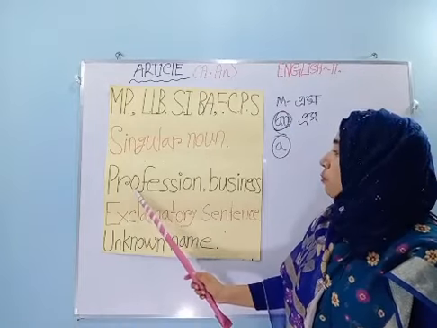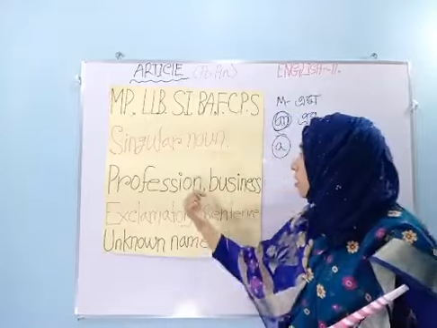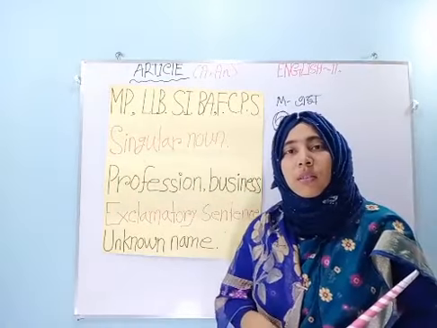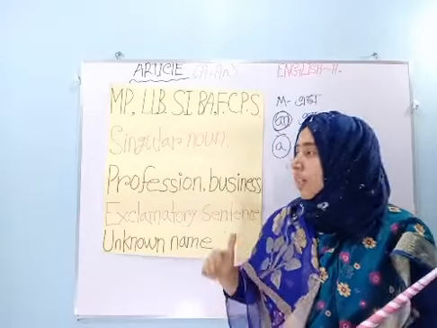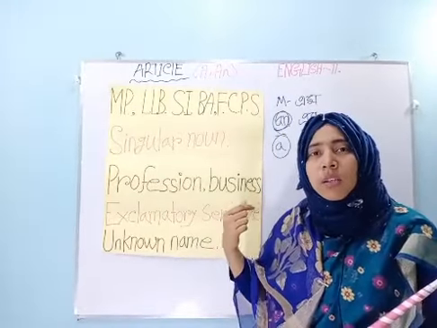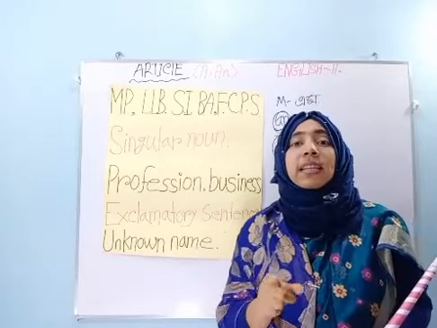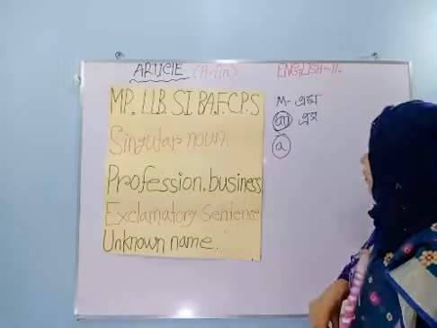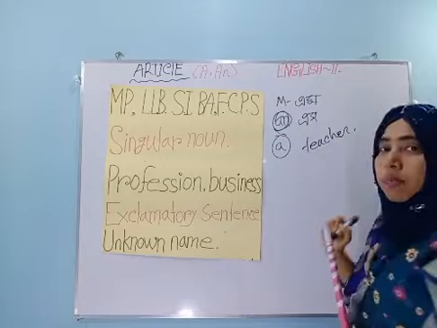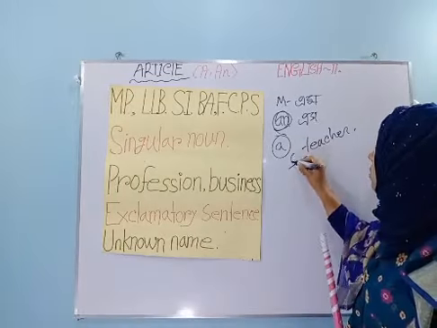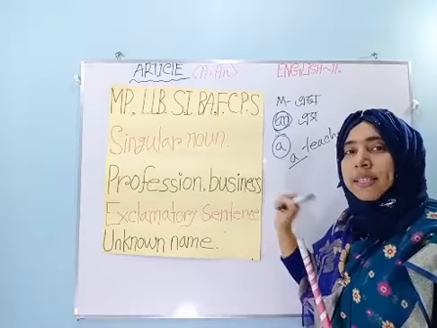And then you see profession or business. For a profession or business, what will you use here? Of course, a or an. But how? You can write here, he is a businessman. So before businessman, what will you use? He is a teacher. Okay, here teacher is a profession. And before teacher, what will you use? He is a teacher. And you can write, he is a businessman.